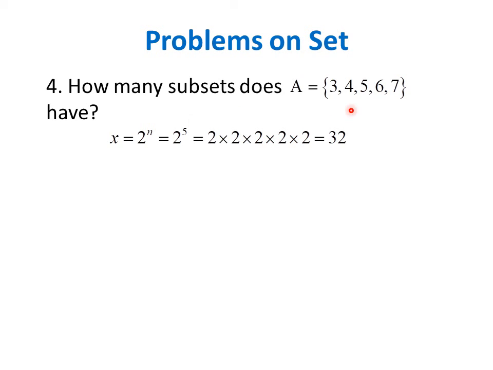So first question is how many elements does set A have? Let's count them. 1, 2, 3, 4, 5. Therefore the formula is 2 to the 5. So 2 to the 5 is 5 2's multiplied together. So we have 2 times 2 times 2 times 2 times 2 is equal to 32. Therefore, set A has 32 subsets.